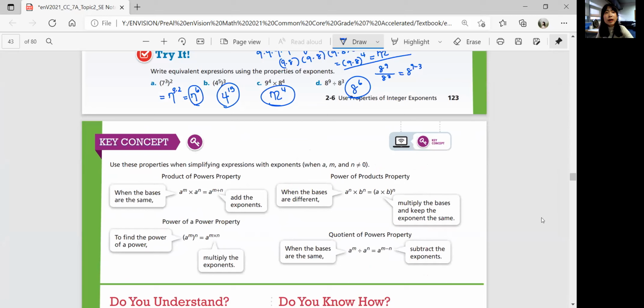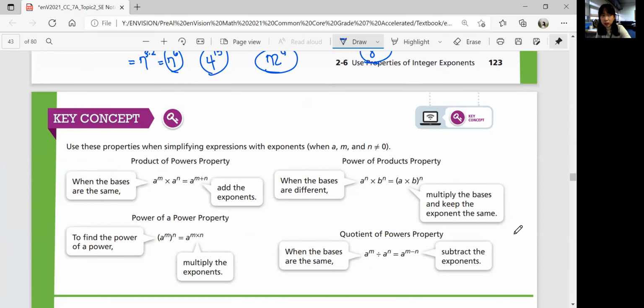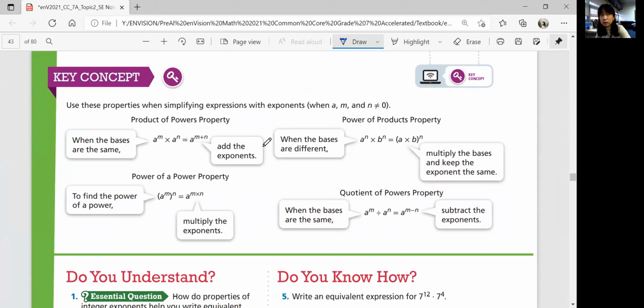All right, let's summarize our lesson. What did we learn today? We looked at the properties of integer exponents, and we learned how to use them when simplifying expressions with exponents. Exponents are powers. We have four properties: product of powers property, power of products property, they sound similar but they're different. Power of products is the one where you have different bases. For all the other properties, you need to have the same base. Power of a power property, quotient of powers property.